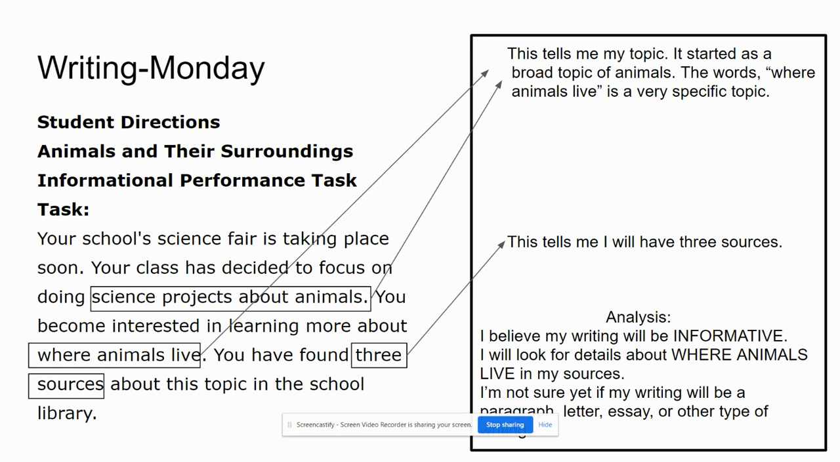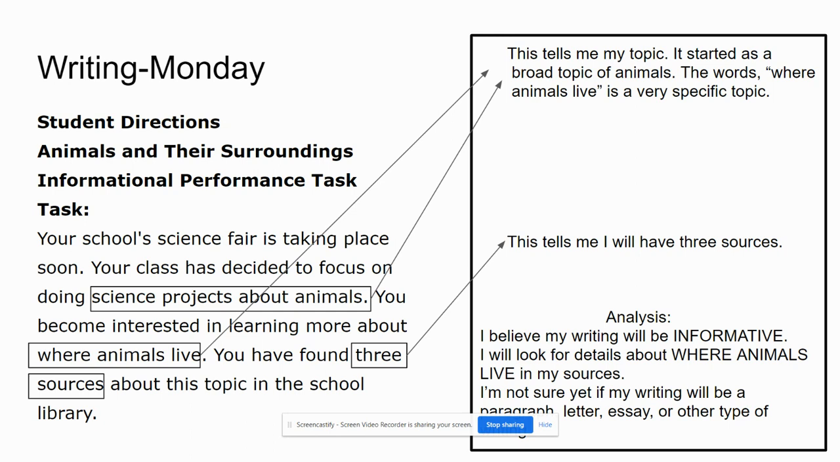So the directions on the left side of the screen read, student directions, animals and their surroundings, informational performance task. Your school's science fair is taking place soon. Your class has decided to focus on doing science projects about animals. You become interested in learning more about where animals live. You have found 3 sources about this topic in the school library.